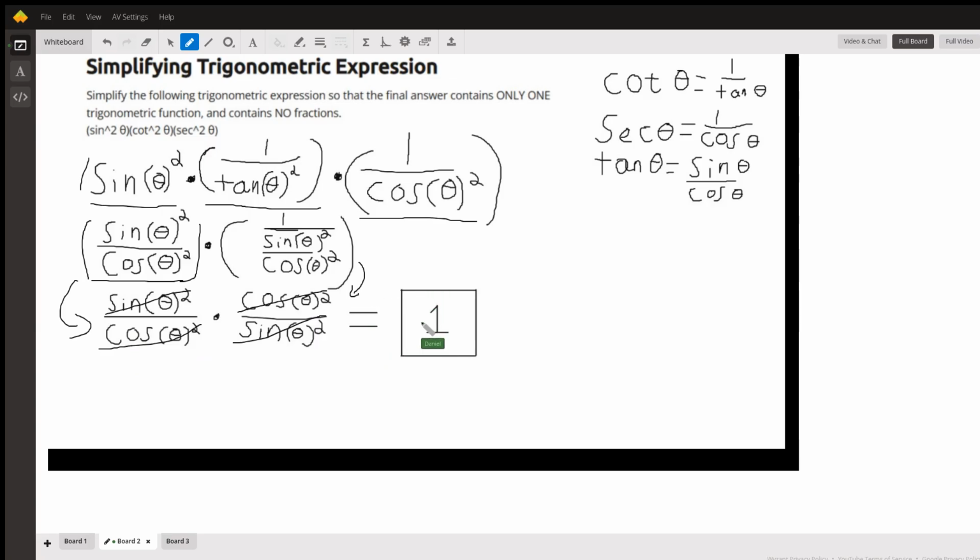That is it. There is no trigonometric function in this equation because everything cancels out.